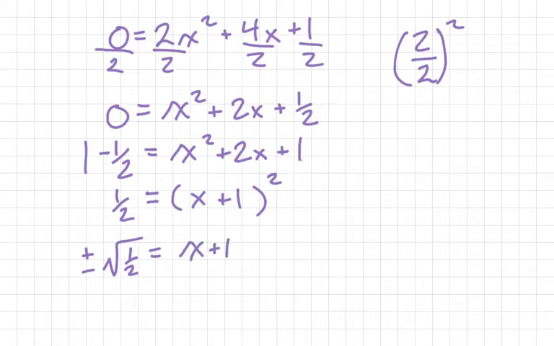Okay? Final step, I'm going to subtract 1 from both sides, and I get my answers as negative 1 plus or minus the square root of 1/2 is equal to x. Now we could rationalize this, but I'm not going to bother for now. Normally we would rationalize this, but I want to just show you another example instead in our time here.